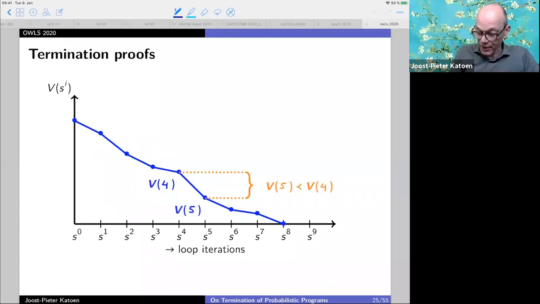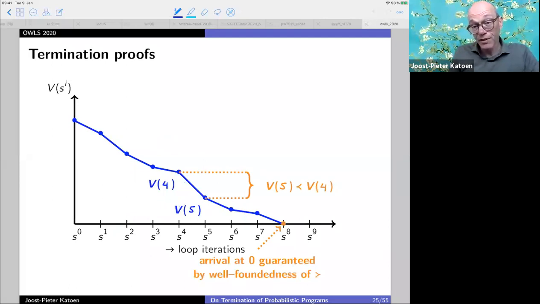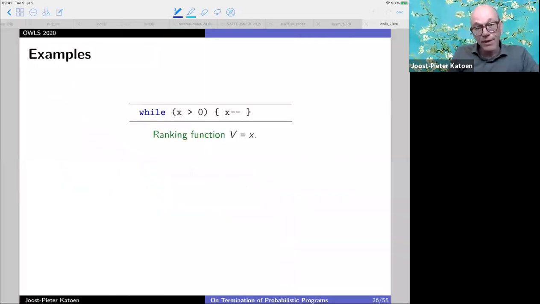that here this is made concrete. This is the value at the start of the fourth iteration, and the other one is the fifth iteration. So we consider this iteration, the value is going down. So this value over here is below that value. And arrival at 0 is guaranteed because there cannot be any infinite chain that goes down. So at some point we hit 0, so to speak. So an example like this is very simple.